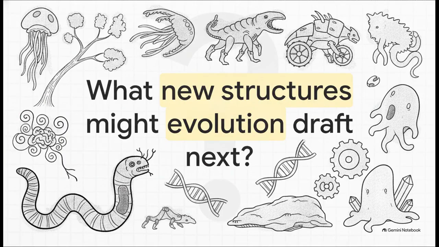As we wrap up this explainer, I really want to leave you with a thought provoked by this final question. We've seen how even simple changes in a biological blueprint, like say adding a coelom or concentrating nerves into a head, can lead to just a massive explosion of successful new life forms. So, if evolution is the ultimate never-resting architect, what entirely new biological structures might be drafted in the millions of years to come? It's a pretty fascinating question to ponder.